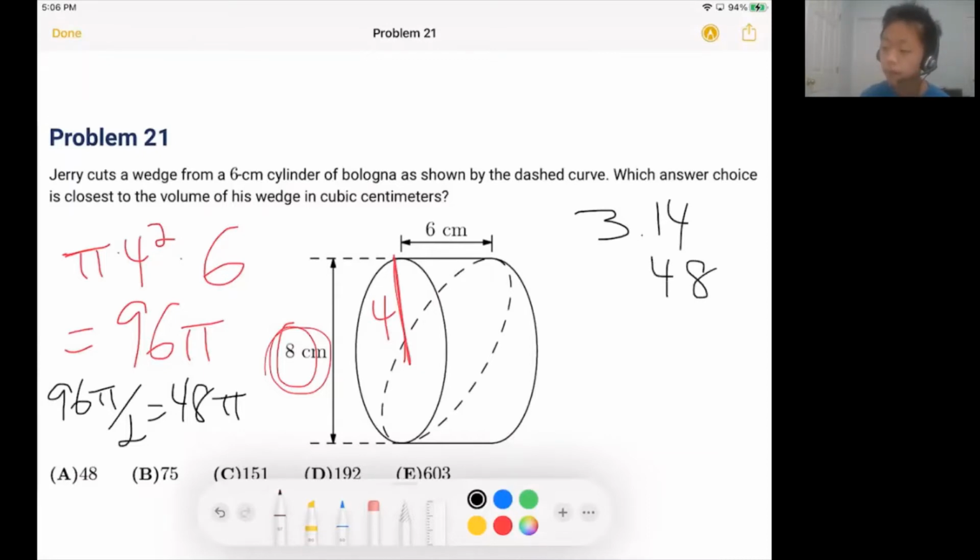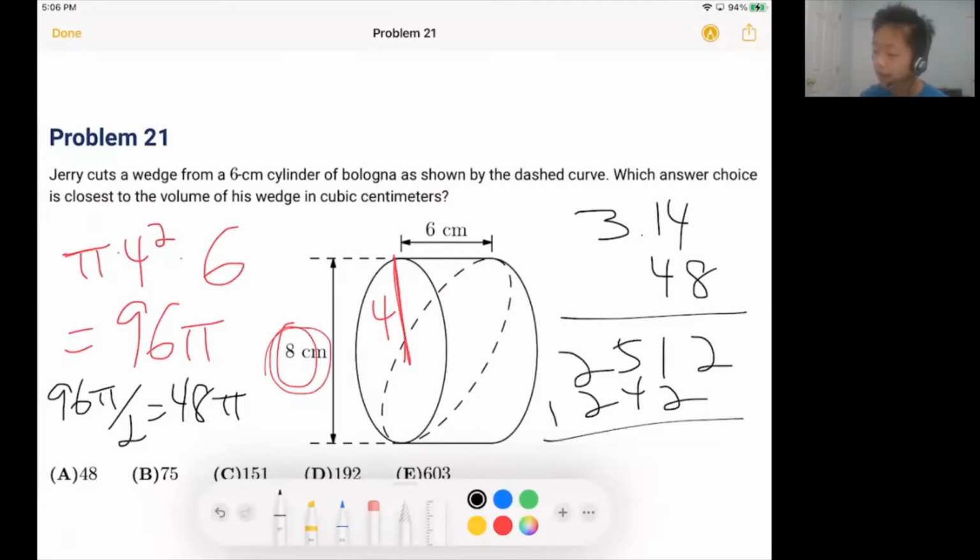So if you were to do 48 pi as 3.14 times 48, and multiply it out, you would get approximately 149.32. And clearly, if you were to look at the answer choices, choice C of 151 is going to be the closest one. And the question just wanted us to find which of the following is the closest. So that tells us that choice C is the answer, and we would be done.